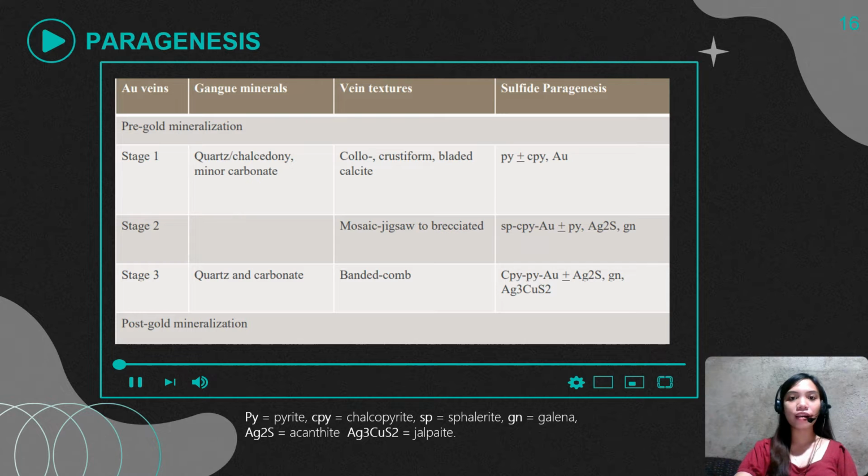Stage 2 vein sulfides are mainly located between the quartz mosaics and locally between quartz and calcite grains. Stage 3 veins have sulfides that are mainly observed in quartz or boundaries between quartz and calcite veins. The electrum in stage 2 veins is mainly in textural equilibrium with sphalerite, acanthite, chalcopyrite, and locally pyrite and galena. In stage 3, gold and electrum are in textural equilibrium with chalcopyrite, pyrite, acanthite, and minor sphalerite, galena, and jalpaite.